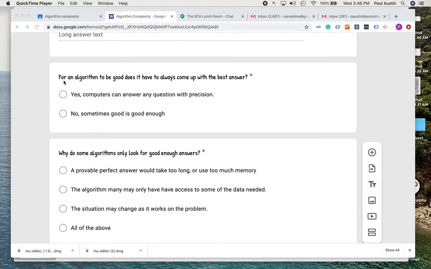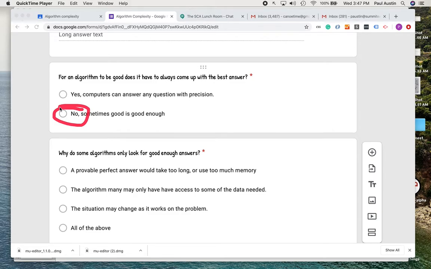Next one. For an algorithm to be good, does it have to always come up with the best answer? And the answer to this one here is no. Sometimes good is good enough. And there's lots of questions. Think about questions throughout the day. Like, what am I going to have for lunch? Well, is there a precise answer to that? Well, it should be good. It should be food that's good. But as long as it fits a narrow window in that, it's going to be okay.